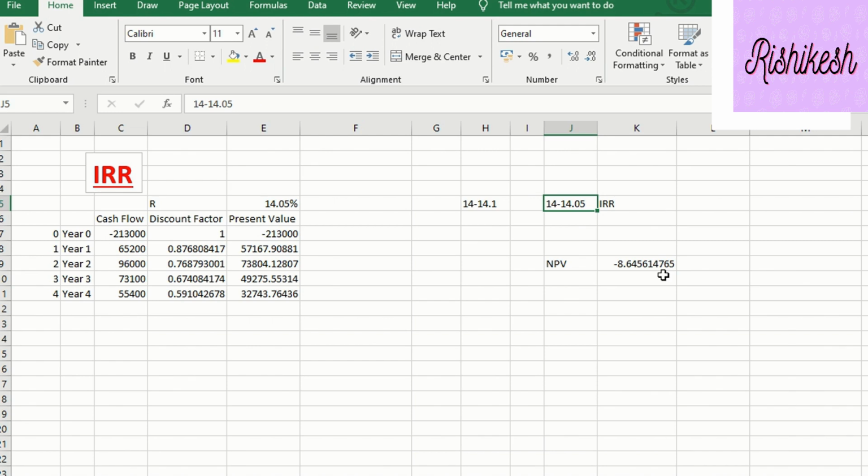So this is how we can calculate the IRR, just by experimenting, by changing the value of R, and finding out where the NPV becomes very close to zero, and that becomes our IRR. Now there is another method, again to find an approximate value, like here we reached an IRR lying between 14 to 14.05. Similarly, we can also adopt this method to find an approximate value. I'll tell you how to find this.